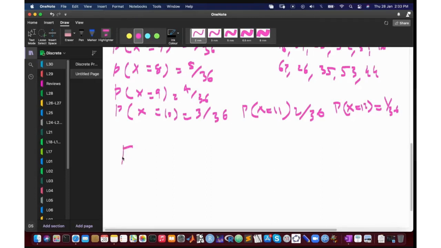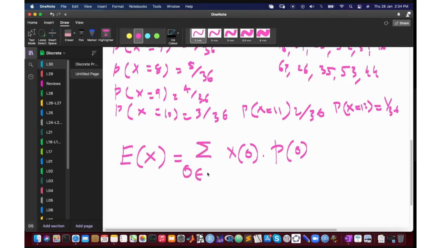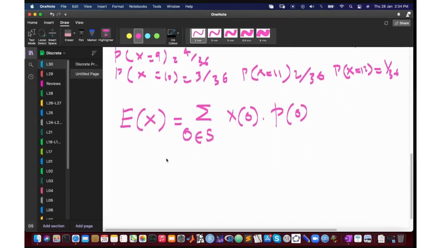You write big E and then say the expectation of X is equal to the value of that random variable on that particular outcome times the probability of that outcome. Then you sum it over all possible outcomes O in the sample space. So for example, in this case we have 36 outcomes, and the probability of each one is 1 over 36. Yes, each one is equally likely.